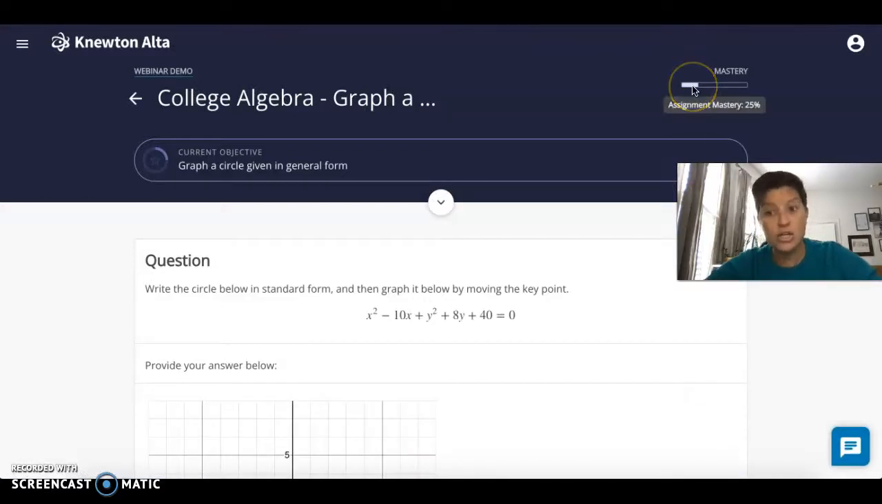So I got a question right, my assignment mastery jumped pretty quickly. Now, there's only one objective here. If there were more, the mastery bar would fill more slowly because there are more objectives to master. But the big thing to know is that our mastery bar is going to jump for a couple of different reasons, or at different lengths of quickness. It depends on how difficult the question is, how much time they spent per question, and how many questions right in a row they got.